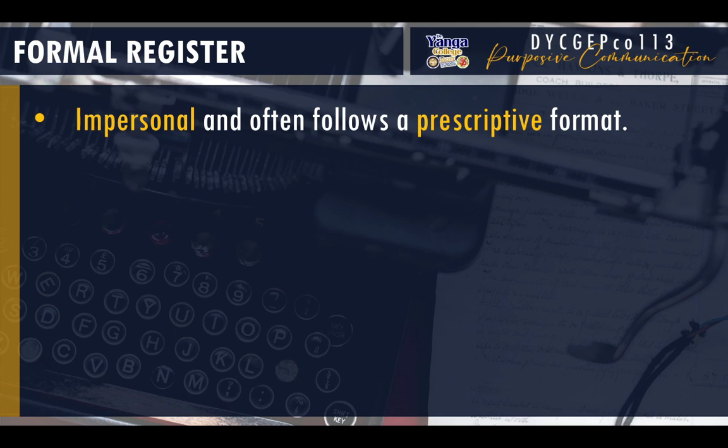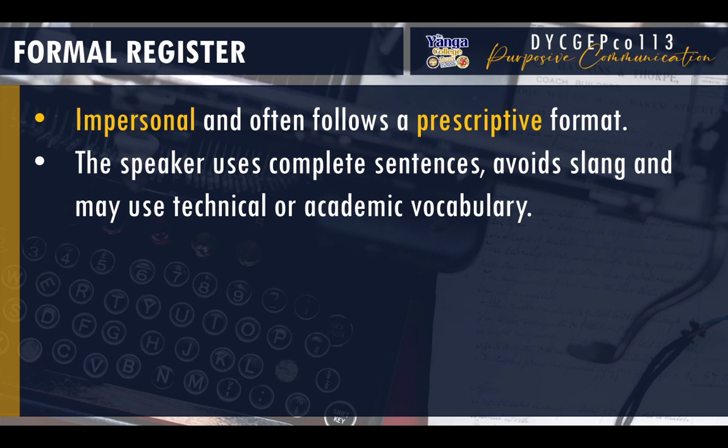Pag sinabi nating prescriptive, from the root word prescribe, di ba pag sinabi nating prescribed, sabihin pang advice siya by expert. Ito yung in-advise na expert na gawin or gamitin. Meaning, formal register is standard. It is what the experts are using when you're writing something technical or academic. You're using the formal register. Sabi nga dito, the speaker uses complete sentences, avoids slang, and may use technical or academic vocabulary.